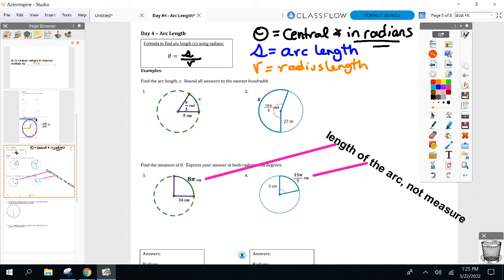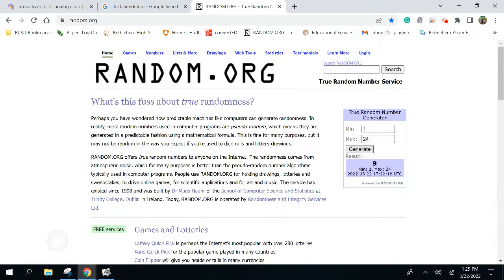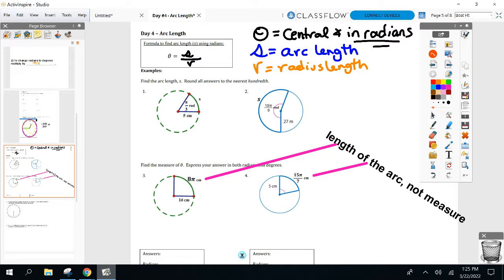All right, ready to use it. I'm going to start calling on some of you guys now. Look at my circle. I'm trying to find the arc length, S. But what is the angle in? What's the angle measure in right now? Pi over 3, radians. So now I'm going to use my new formula. Theta equals S over R.